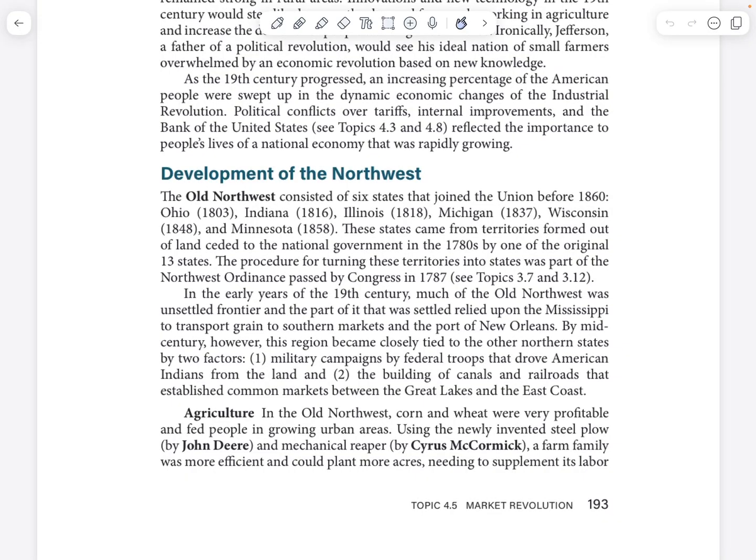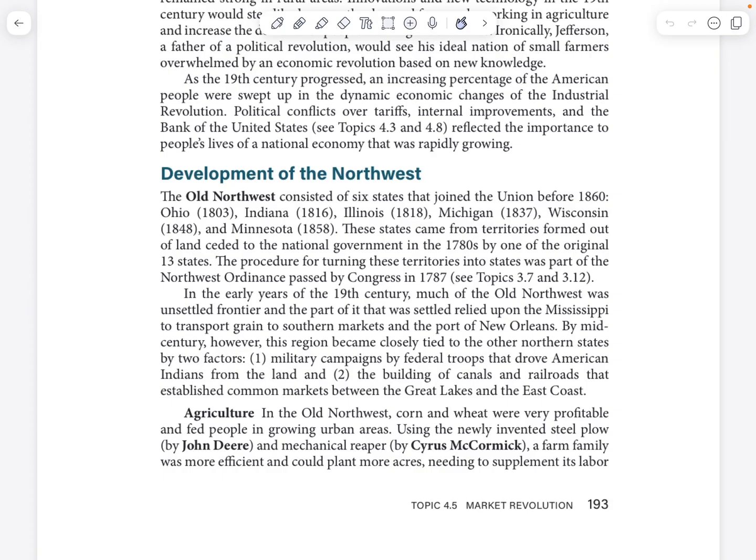Development of the Northwest. The Old Northwest consisted of 6 states that joined the Union before 1860: Ohio, 1803, Indiana, 1816, Illinois, 1818, Michigan, 1837, Wisconsin, 1848, and Minnesota, 1858. These states came from territories formed out of land ceded to the national government in the 1780s by one of the original 13 states. The procedure for turning these territories into states was part of the Northwest Ordinance passed by Congress in 1787. See topic 3.7 and 3.12.